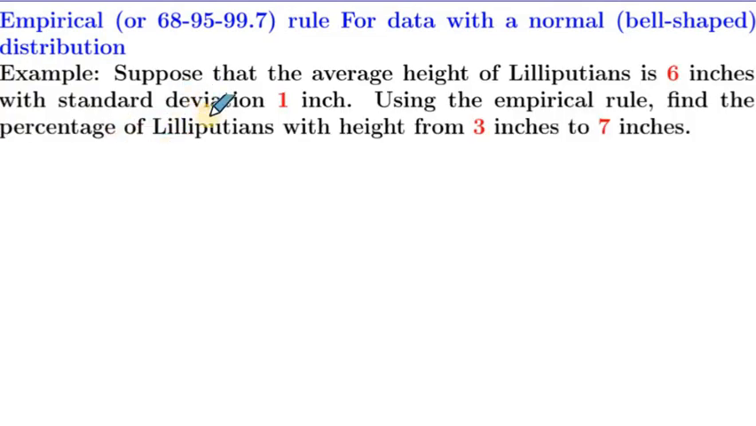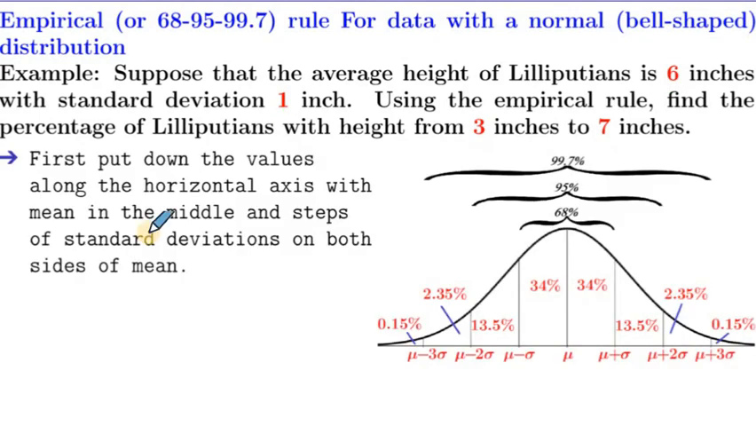Suppose that the average height of Lilliputians is 6 inches with a standard deviation of 1 inch. Using the empirical rule, we have to find the percentage of Lilliputians with height from 3 inches to 7 inches. In order to answer this question, first we need to put down the values along the horizontal axis with the mean in the middle, and steps of the standard deviations on both sides of the mean.